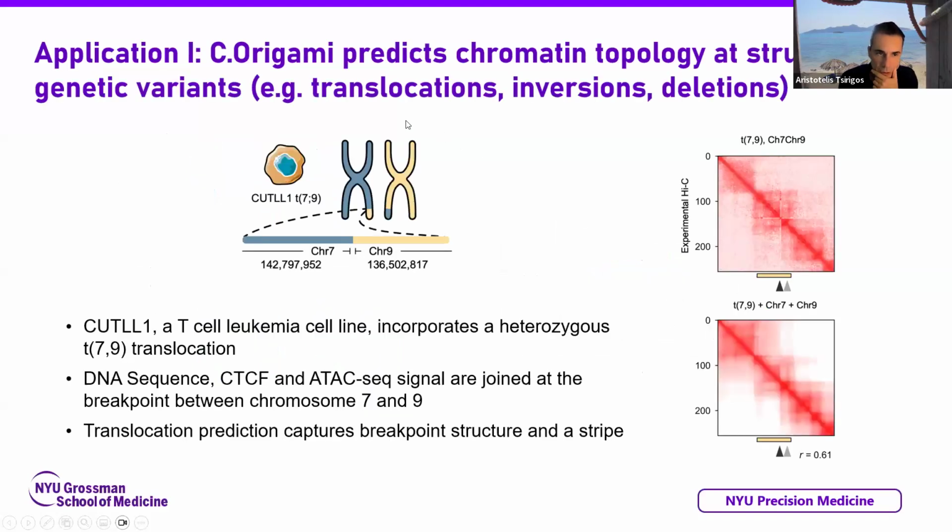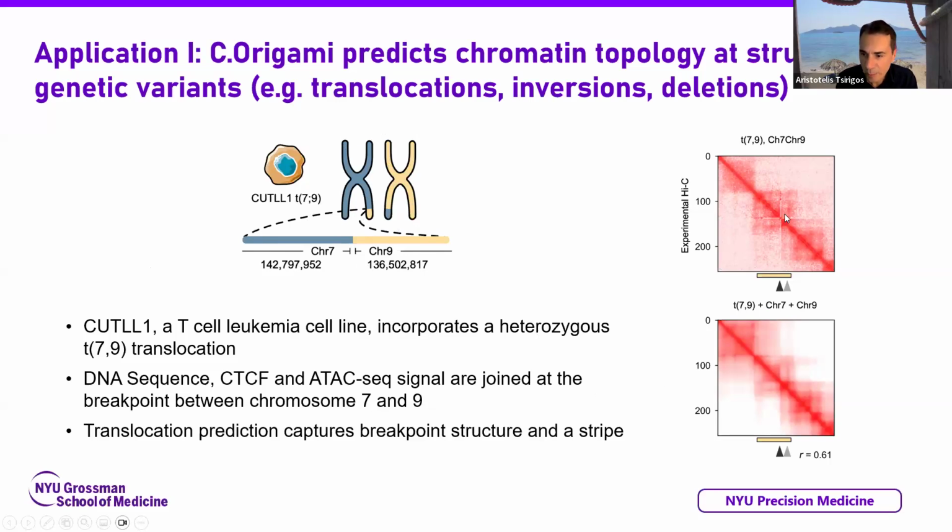Now, what are the applications of this method? First of all, since it incorporates sequence, it can make predictions on new sequences. And this happens a lot in cancer. So in cancer, you have genetic lesions manifested as amplifications, deletions, and translocations. So I'm showing an example of a translocation here, which happens relatively frequently in T-cell leukemia between chromosome 7 and chromosome 9. So basically, these mutated cells have a new chromosome, which is a combination of 7 and 9.